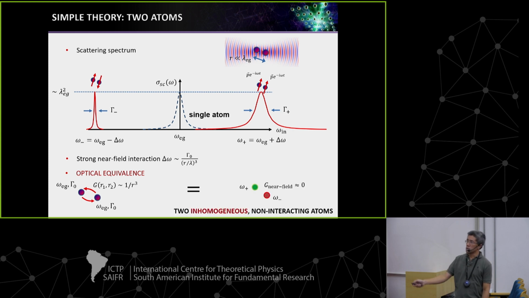In particular, if I just gave you from the very beginning two atoms with two very different resonance frequencies, and with the near field interactions turned off, if you calculate the scattering problem, you get exactly the same answer. So in the far field, there's no way to tell these two systems apart. So it's this idea of equivalence. These two strongly interacting identical atoms are optically equivalent to two atoms with just different resonance frequencies to begin with.